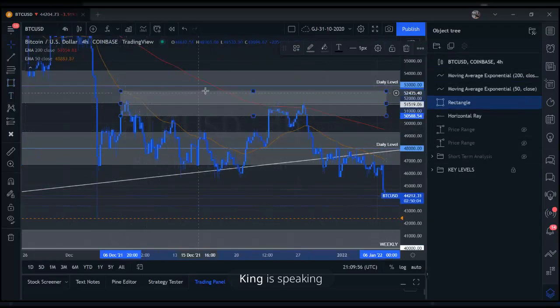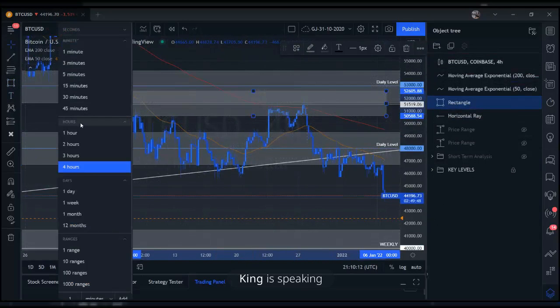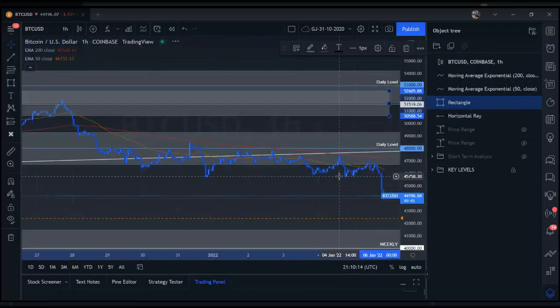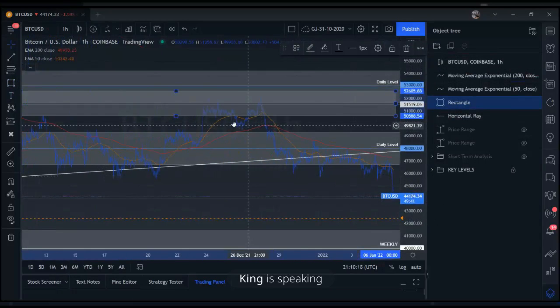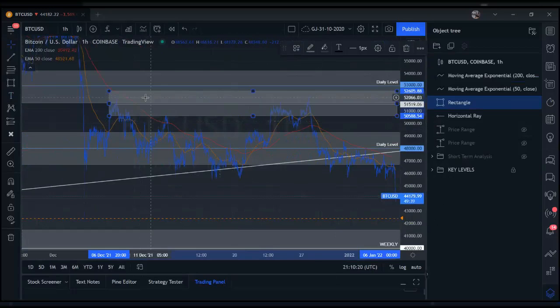Return to previous highs into a daily zone, and the 200 EMA being respected as resistance. Your sell signal would have been maybe on a 1 hourly. If we go into a 1 hourly, we've got the rejection of the high.